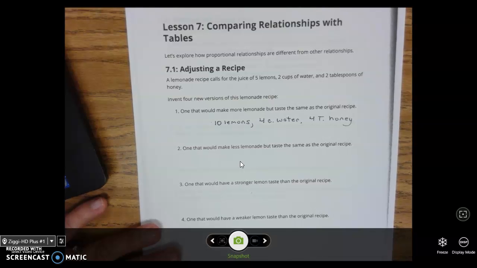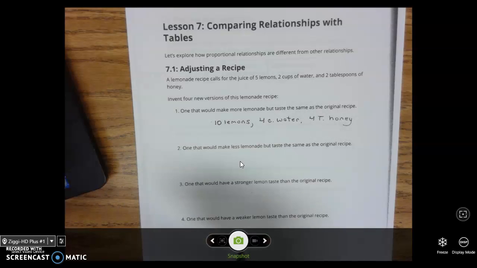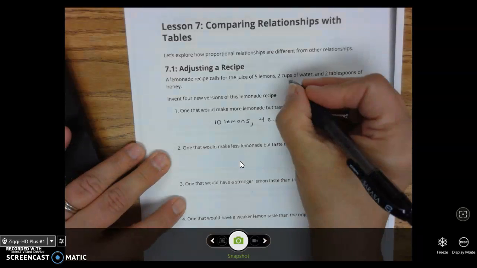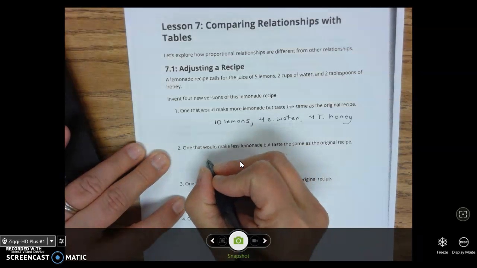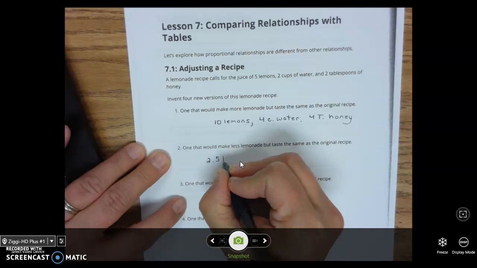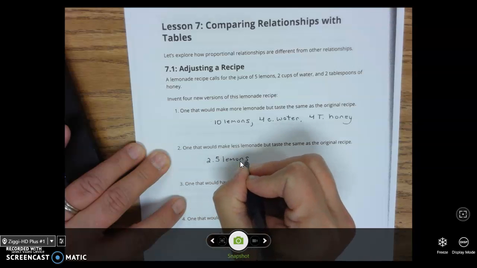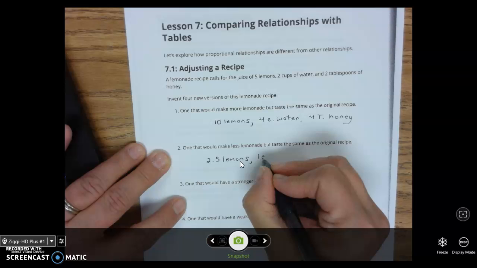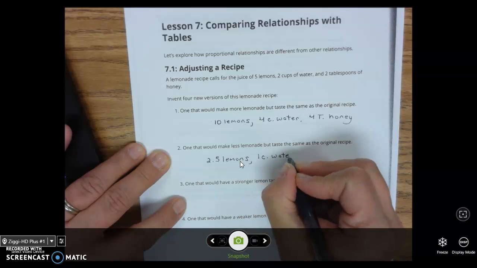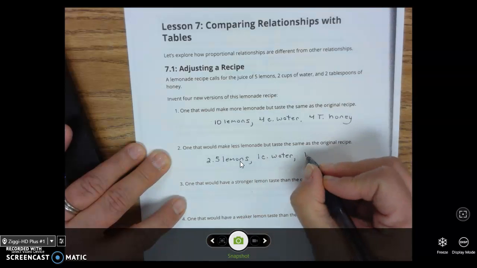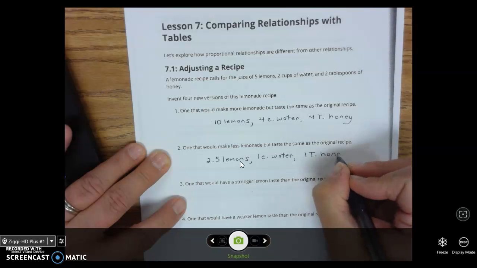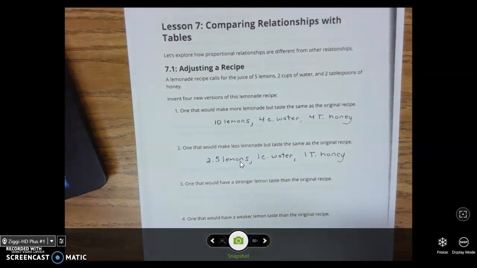Now, if we wanted to make less lemonade, we need less water. And we want it to taste the same. So we've got to adjust each amount the same. So let's take it times a half. So we're going to use 2½ lemons, which would be half of 5, 1 cup of water. Now we have less lemonade and 1 tablespoon of honey. Okay, both of these recipes will taste identical to the first one. We just have more of the first and less of the second.